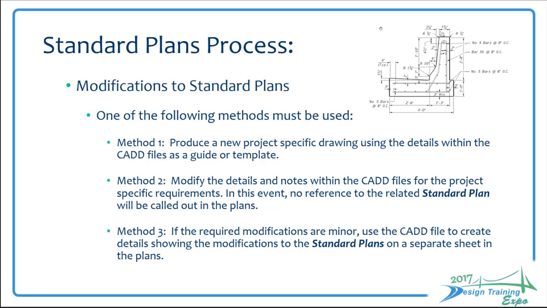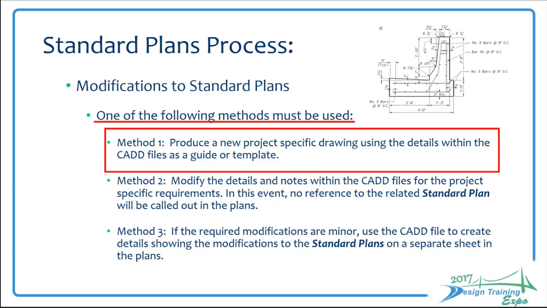So basically there are three methods for doing a modification, project specific modification to the standard plans within a given project. Method one would be to take the drawings and the details that we provide in the CAD files and produce a new project specific drawing set where you no longer reference the standard plans or that specific standard plan within the project at all. It's a completely standalone document that you're creating basically from scratch. You're just using what we have as a template.